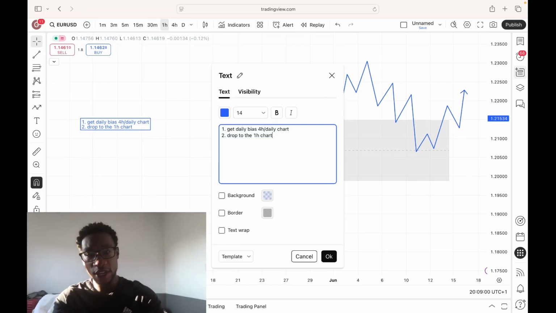Before we do that, let's carry on with what we're writing. So we drop to the daily chart and wait for or find institutional.